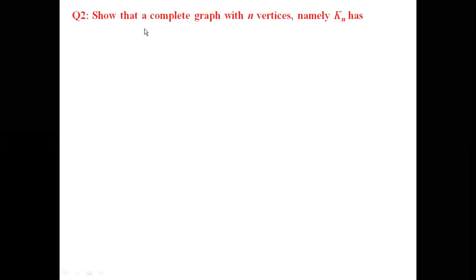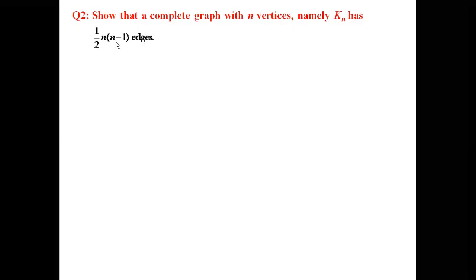Second problem. Show that a complete graph with n vertices, that is Kn, has half of n into n minus 1 edges. So the given graph is a complete graph, and we'll recall the definition for a complete graph, that there should be an edge between every pair of vertices. So we have to prove that it has half of n into n minus 1 edges.